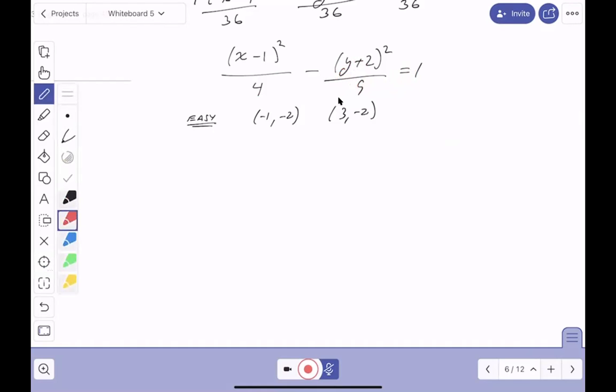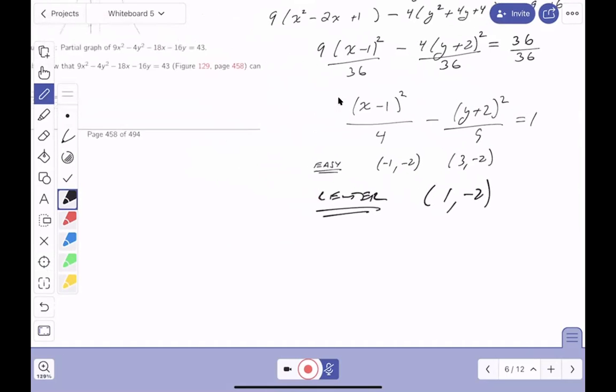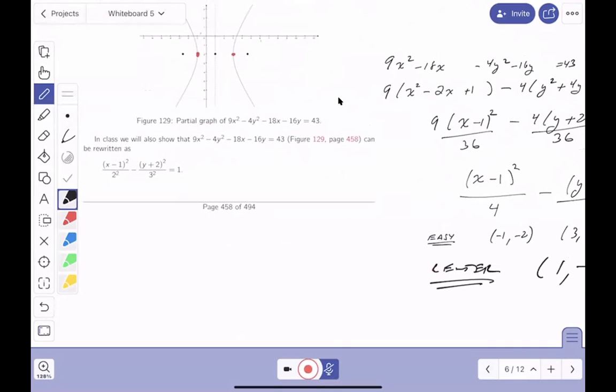What I could do is I could write the center down now. Well, just like other conic sections, I'm just doing the zeros of those terms. So 1 and minus 2. Let's go back over there. And I'm going to try to do that. That's 1, minus 2, right?